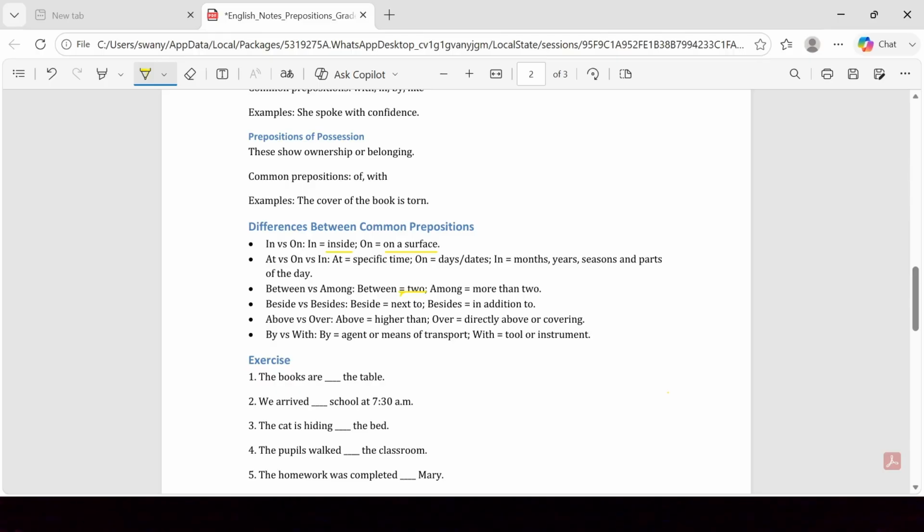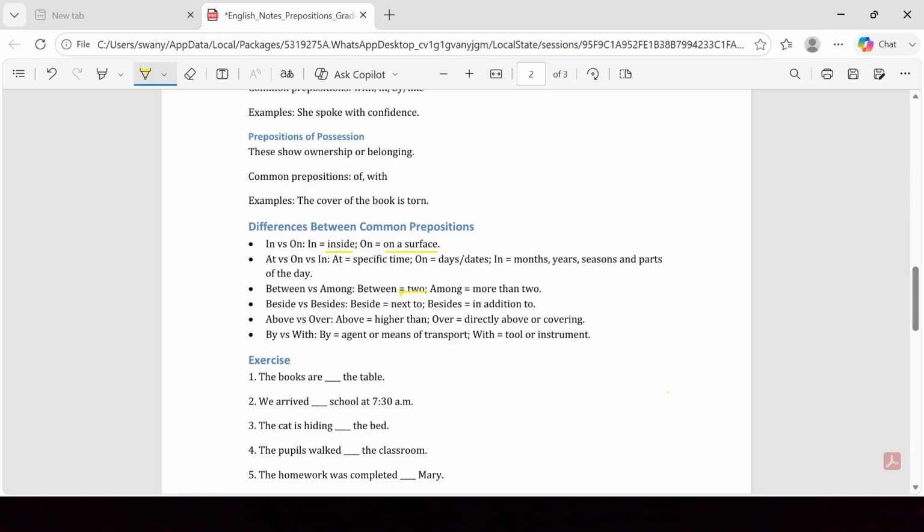Then we have by versus with. By means agent or means of transport. With means the tool or instrument. So those are the differences between common prepositions.